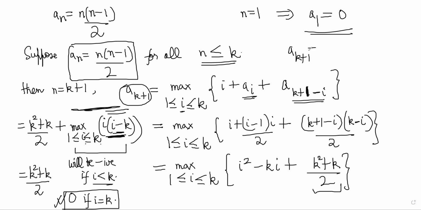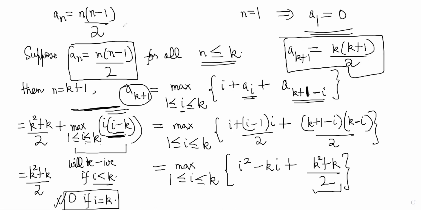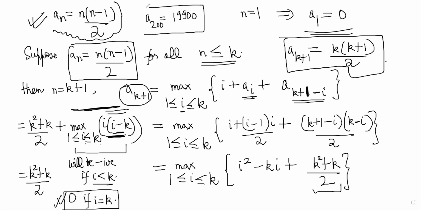a of k plus 1 is coming as k square plus k, which is k into k plus 1 by 2, which satisfies our hypothesis that a of n should be n into n minus 1 by 2, right? Because if you put k plus 1 here, you'll get the same thing. So our induction is basically complete, and we have figured out the expression for a of n. And now you can easily find a of 200. You put n is equal to 200, you get 19,900. That becomes our answer, right?